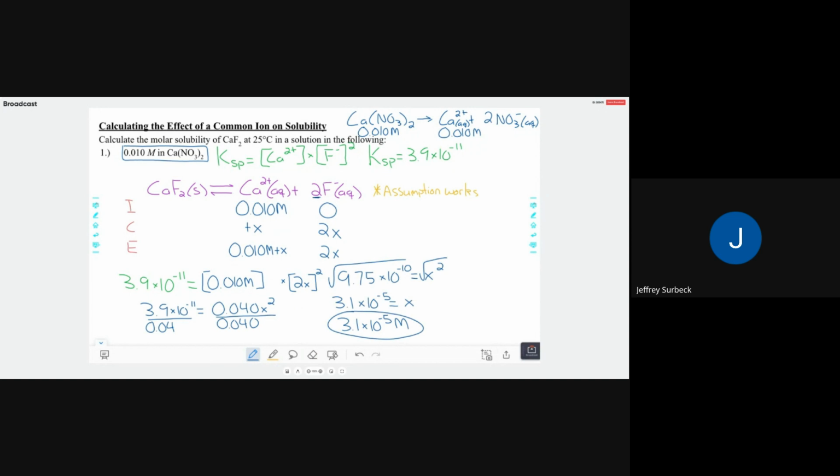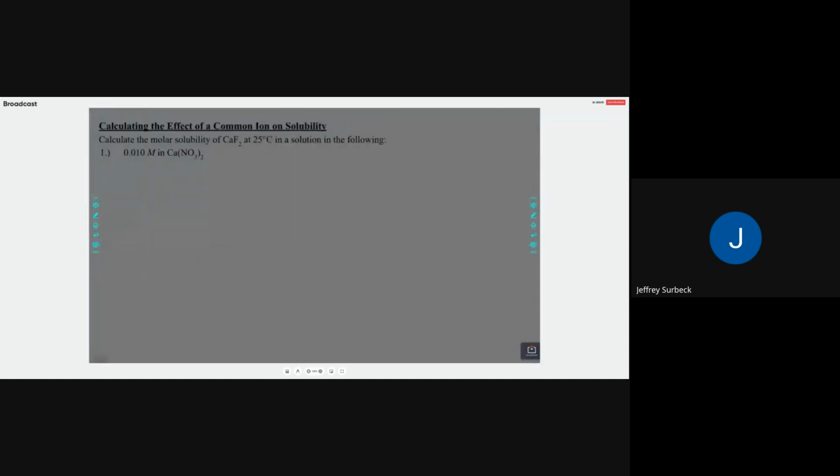I'm actually going to copy and paste a lot of this info, that way we don't have to rewrite it, and we can start very quickly and very similar to where we began our last problem, and pick up right from here. There are going to be a few differences, but we're still going to use the same concept. Again, solubility is going to decrease because we have a common ion.